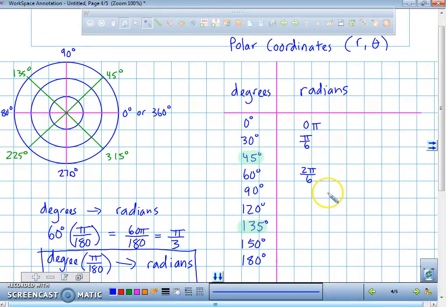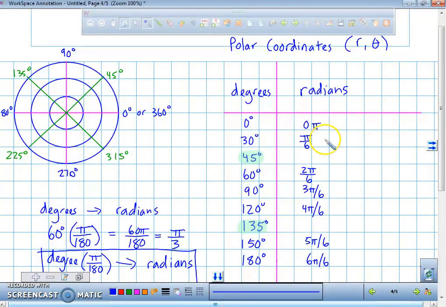Just listen and see if you can figure out the pattern. From 60 to 90 is another 30 degrees, so that's going to be 3 pi over 6. This will be 4 pi over 6. That's another 30 degrees. That will be 5 pi over 6. And this will be 6 pi over 6.